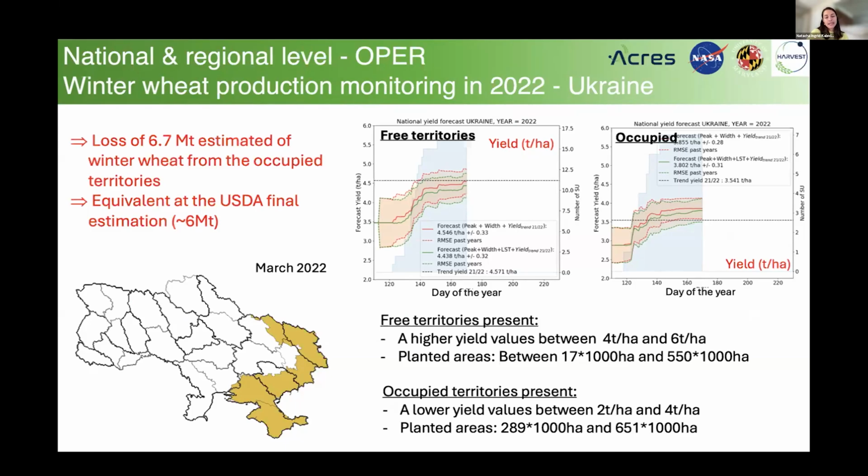We estimated a loss of production of around 7 million tons of winter wheat from the occupied territories, knowing that on average in Ukraine they produce around 25 million tons of winter wheat.